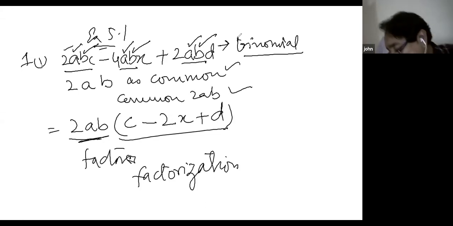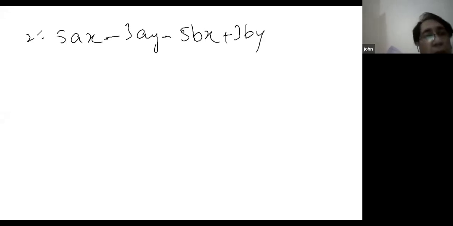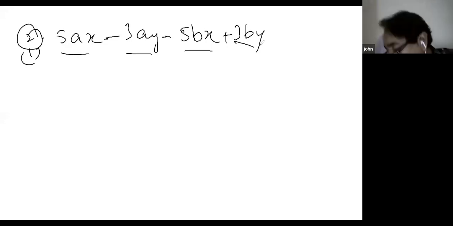Now look at the second question. The second question is 5ax minus 3ay minus 5bx plus 3by. This is the first part of the second question. This has 4 terms: first term, second term, third term, fourth term. It means it is a tetranomial.